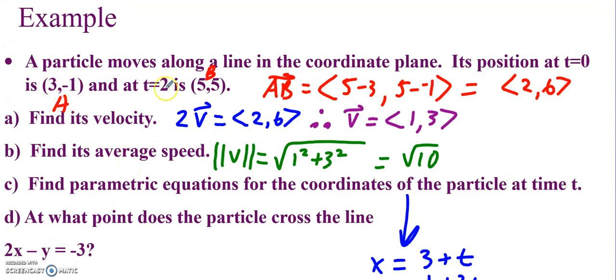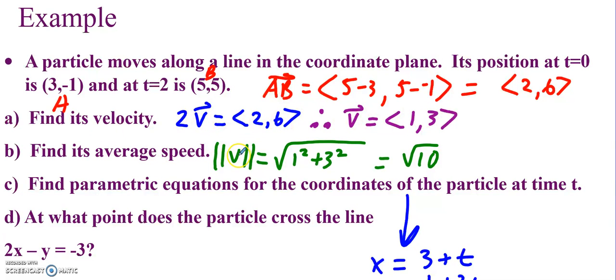All right, so first label the points. So I called this point A, point B. So vector AB is 5 minus 3, comma 5 minus negative 1, or 2, 6. So its velocity is going to be half of 2, 6 because that was in 2 seconds, right? So I have 2 times V equals 2, 6. So V is 1, 3.